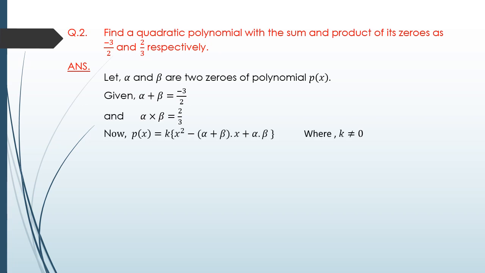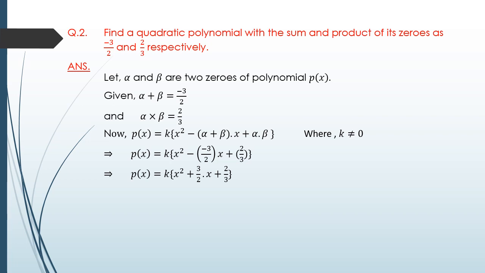So let us write the formula now. The formula to write a quadratic polynomial from the zeros is p of x is equal to k multiplied by x square minus sum of the zeros, that is alpha plus beta, into x plus product of the zeros, that is alpha into beta, where k should be non-zero. Just put the values in it. So p of x is equal to k multiplied by x square minus alpha plus beta is minus 3 by 2 into x plus alpha into beta is 2 by 3, right? So p of x is equal to k multiplied by x square plus 3 by 2 into x plus 2 by 3.